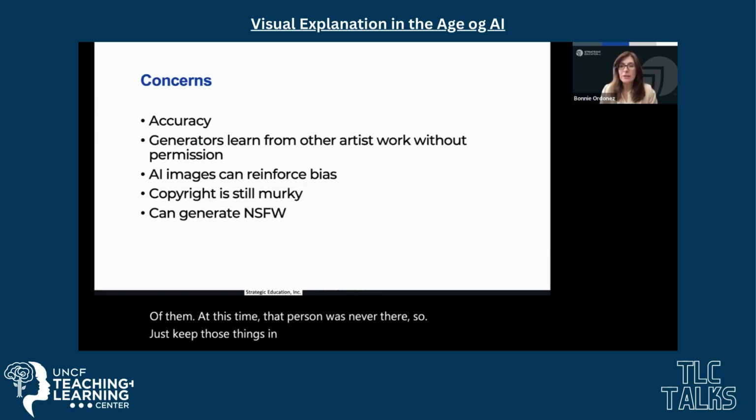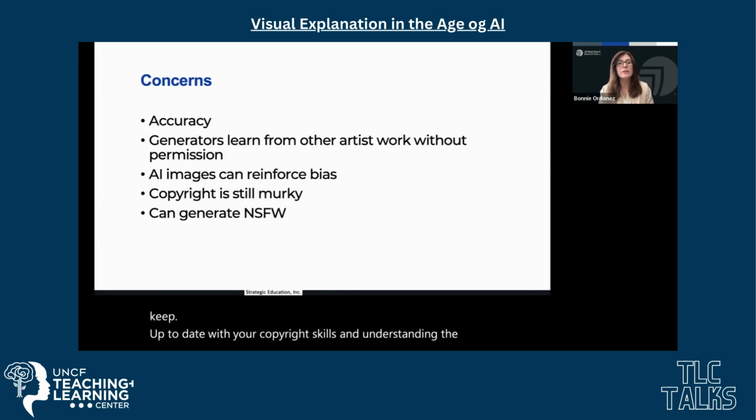It can reinforce bias. These AI generators are not intelligent to the point where they know if they're pulling from something that's accurate or not. So we want to make sure that we check that. The copyright, as we had the question on, it's still a little murky. So keep up to date with your copyright skills and understanding the copyright ramifications behind this.